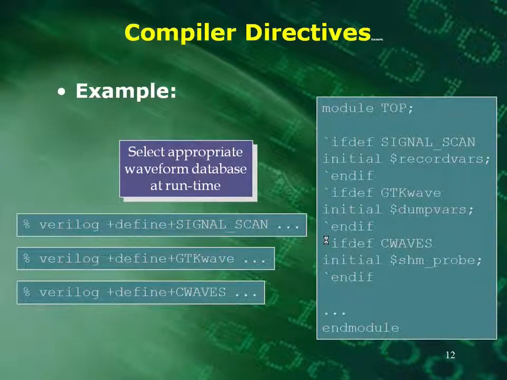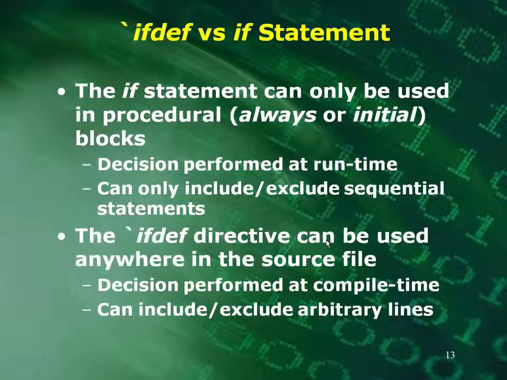Okay, the ifdef versus the if statement. The if statement can only be used in procedural code, and we're talking about always or initial blocks. The decision is performed at runtime, and it can only include or exclude sequential statements. The ifdef directive can be used anywhere in the source file, and the decision is performed at compile time, and it can include or exclude arbitrary lines. So that's the difference in the two.